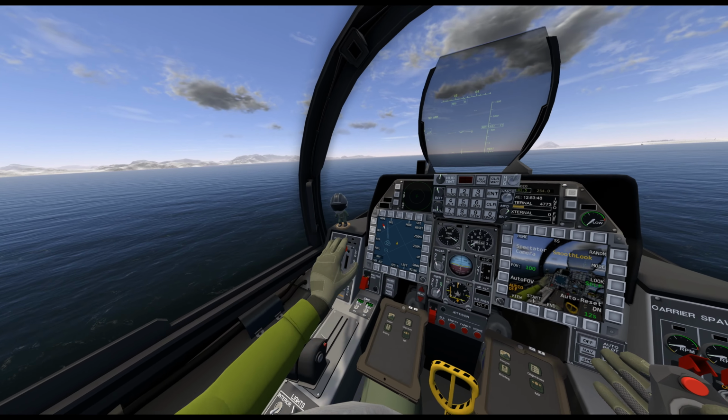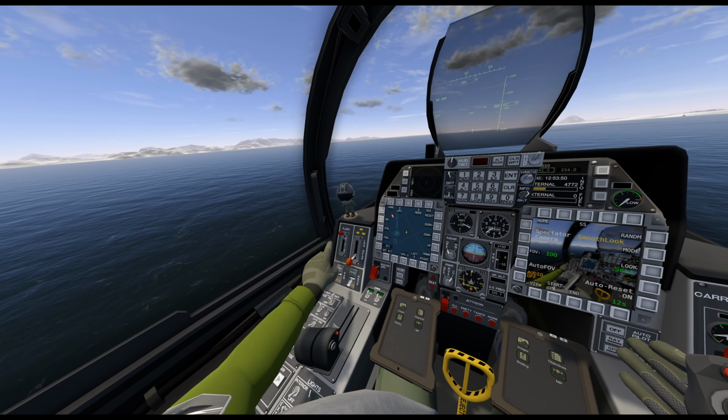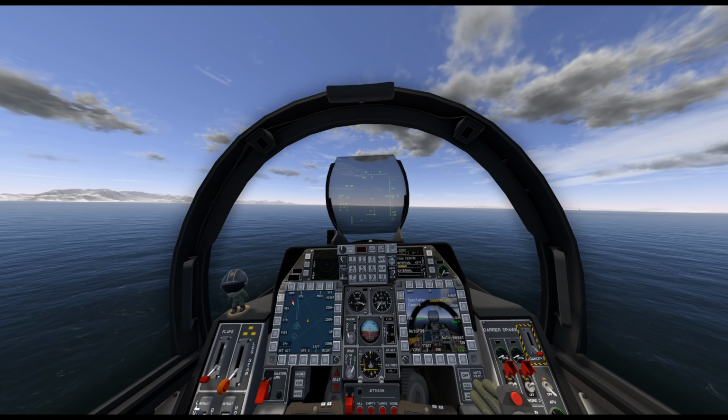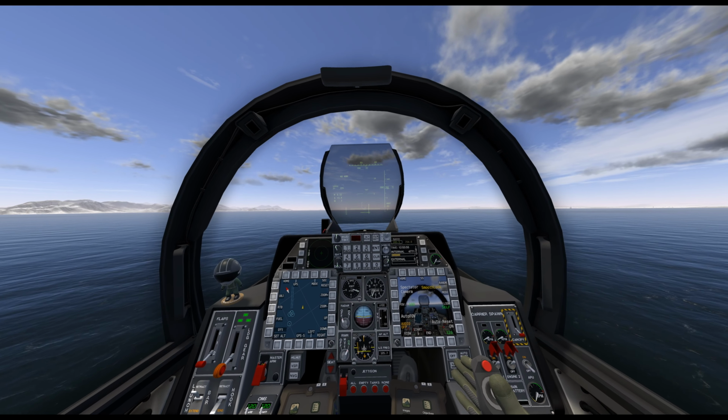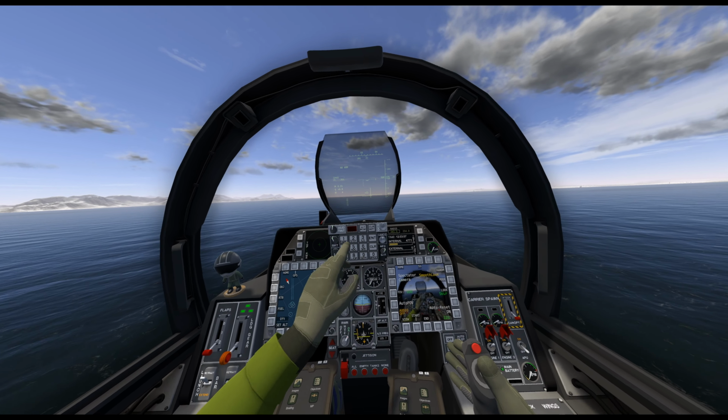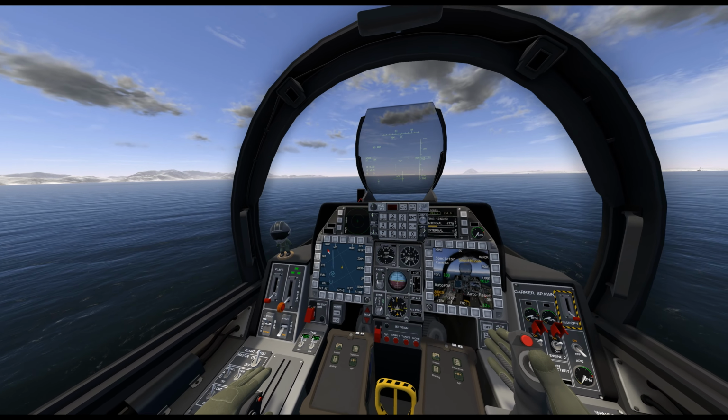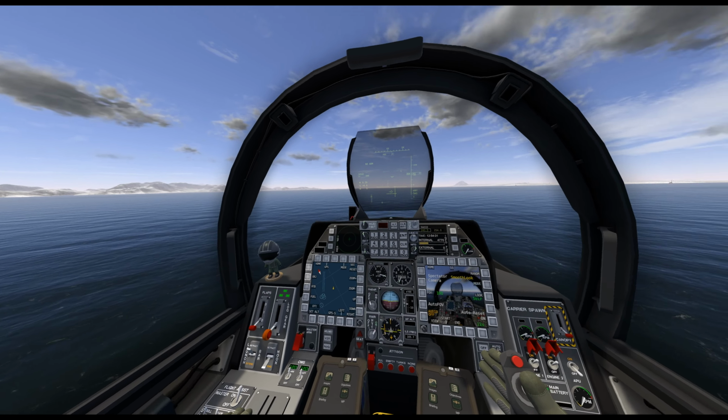Landing. Now we're downwind from the carrier. We're going to drop the gear, the hook, and the flaps. And as soon as we drop that gear, the E-bracket started showing up.